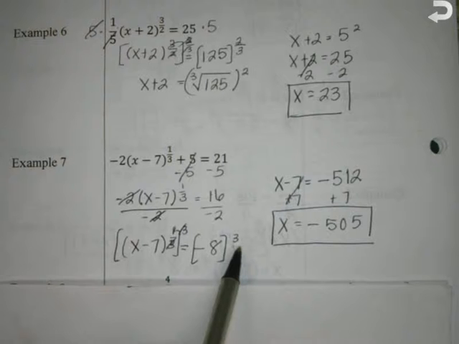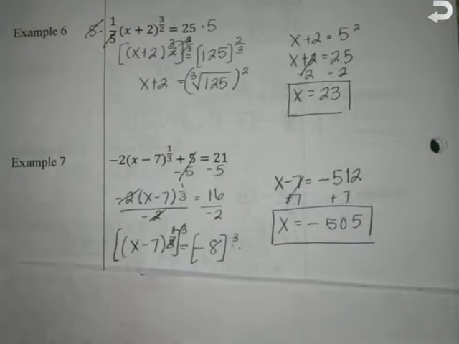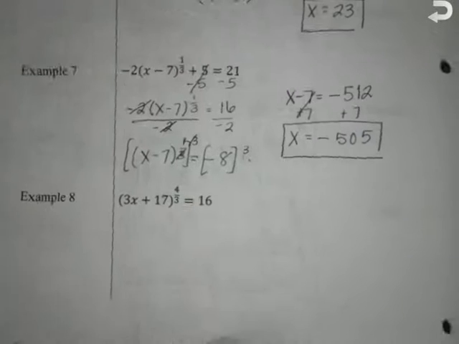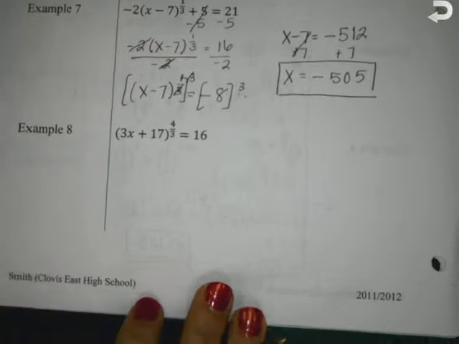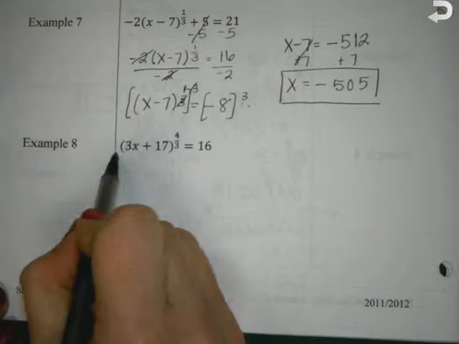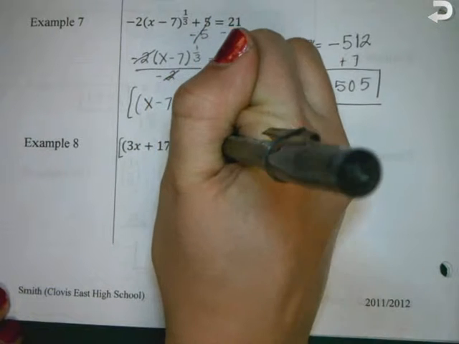Okay, last one. (3x plus 17) to the 4/3 equals 16. Question, is my exponent by itself? Yeah, it is, because all of this is in parentheses, right? So we can raise the whole thing to the 3 over 4. So those exponents are all going to cancel.